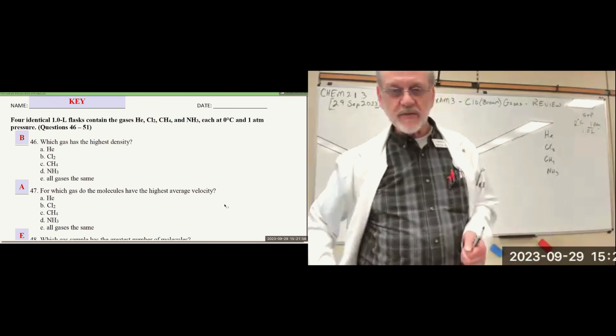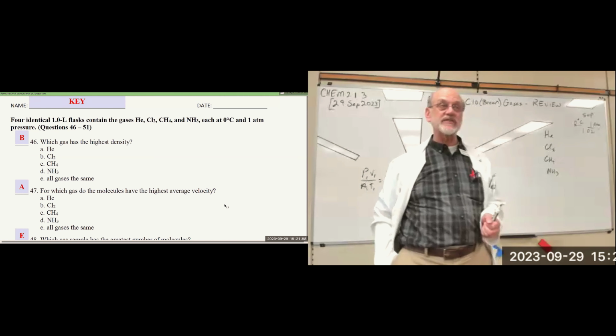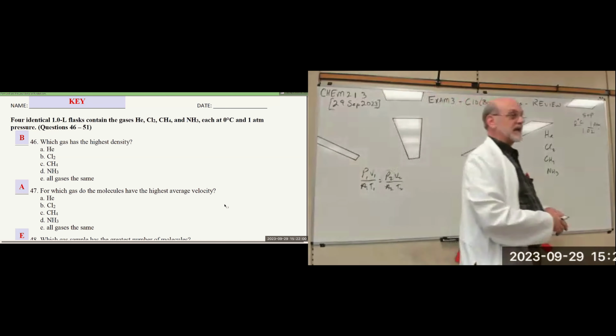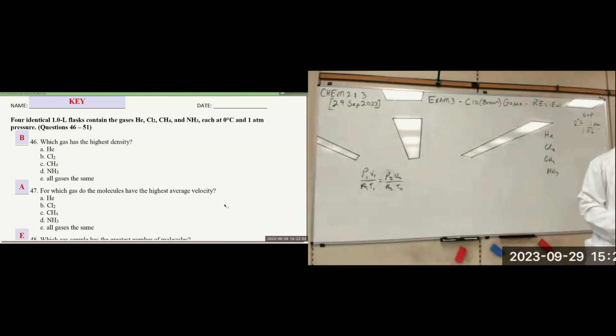How about for which gas do the molecules have the highest average velocity? Okay. If they're at the same temperature, they have the same kinetic energy.